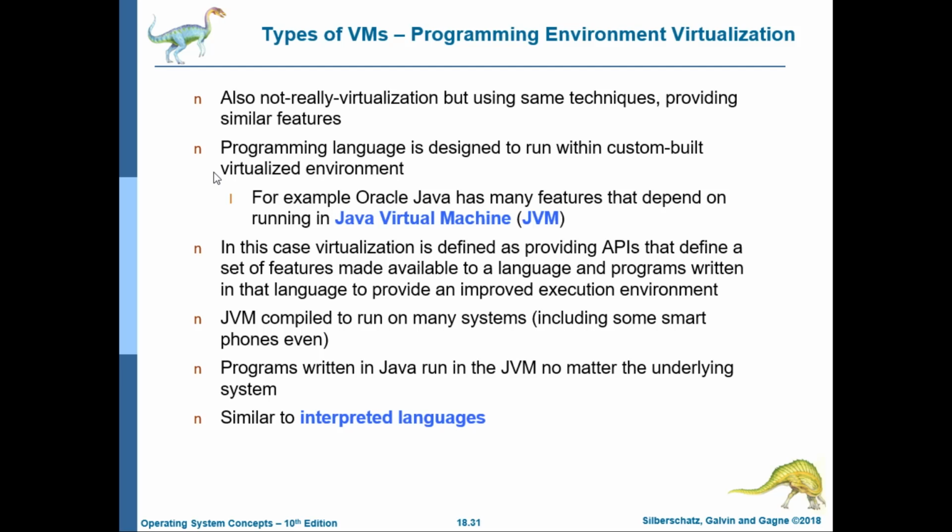So in this case, virtualization is defined as providing APIs that define a set of features made available to a language and programs written in that language to provide an improved execution environment. So the JVM is compiled to run on many systems, including some smartphones even, and programs written in Java run in the JVM no matter the underlying system. So actually, by using the Java Virtual Machine, it is relatively more portable than others from other virtual machines.